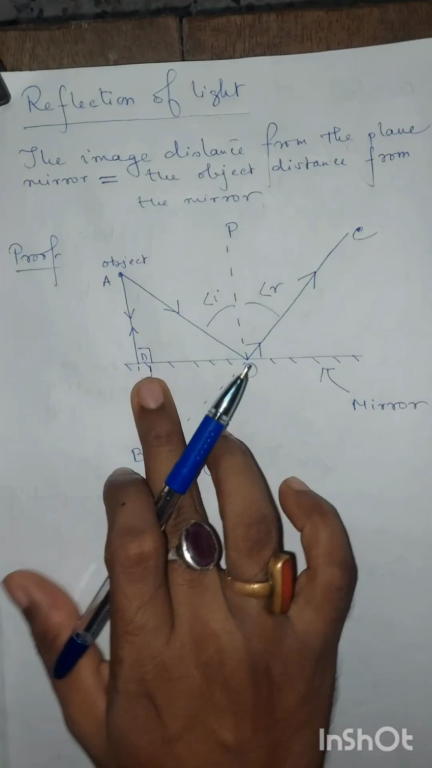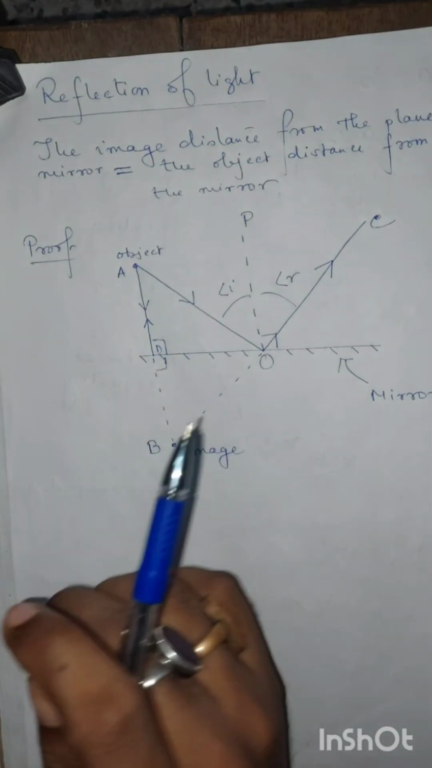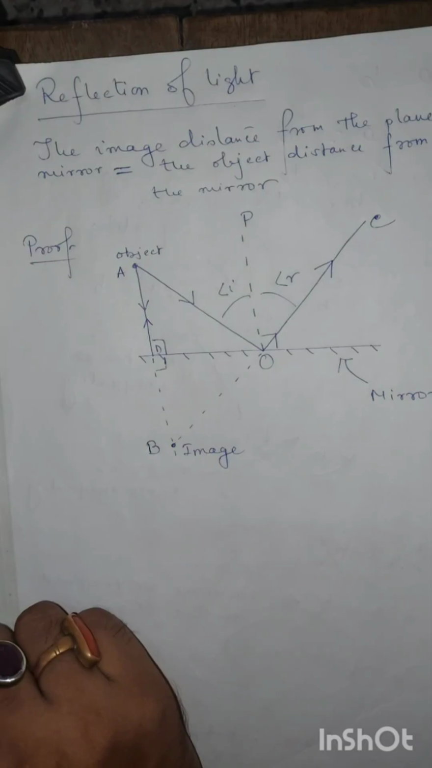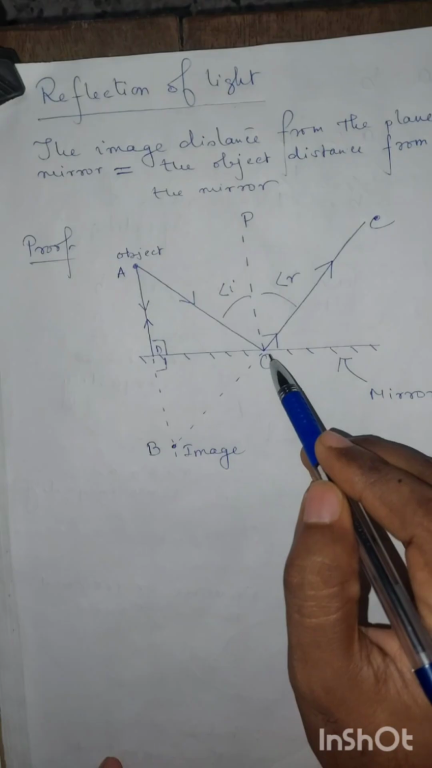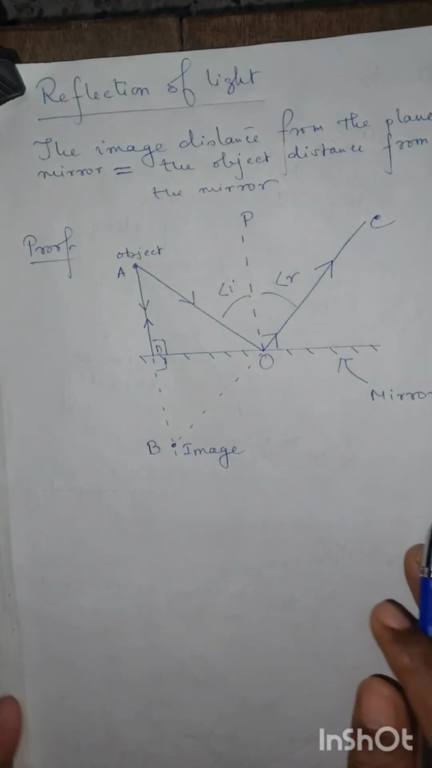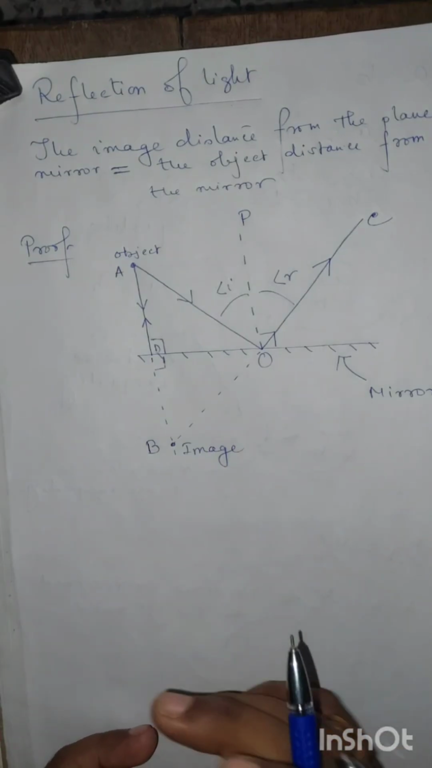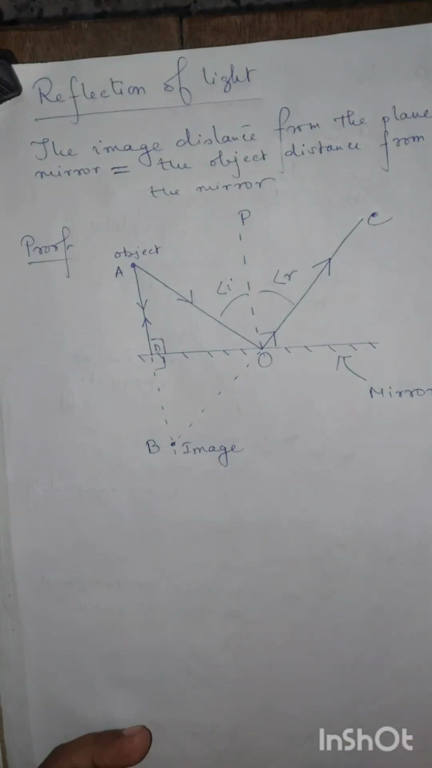That is why we can say the ray is incident normally on the mirror and it gets reflected in the same direction. That means the angle of reflection will also be 0. Now if we drag these reflected rays backwards, they meet at a certain point B. So here the object can be, and here the image can be seen.